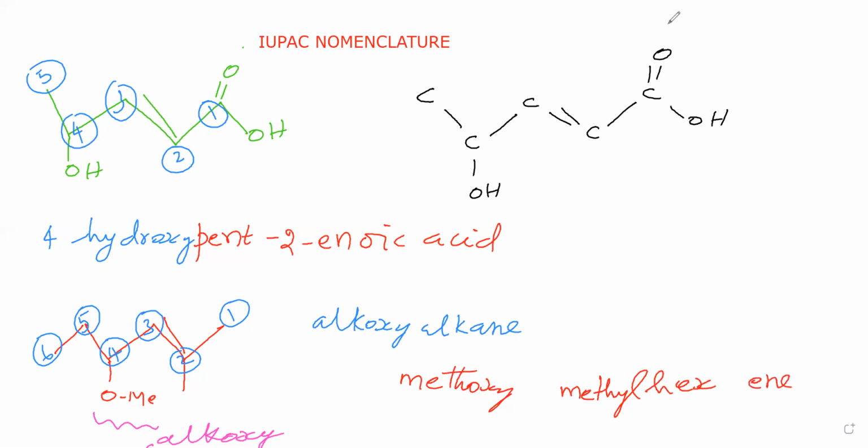Okay. Next we have to give numbering. This alkoxy is present at the 4th carbon, therefore 4-methoxy. This methyl is present at the 2nd carbon, therefore 2-methyl. This double bond is present at the 2nd and 3rd carbon, therefore the position is 2. So like this we said. So the name is 4-methoxy-2-methylhex-2-yne, the name of this compound.